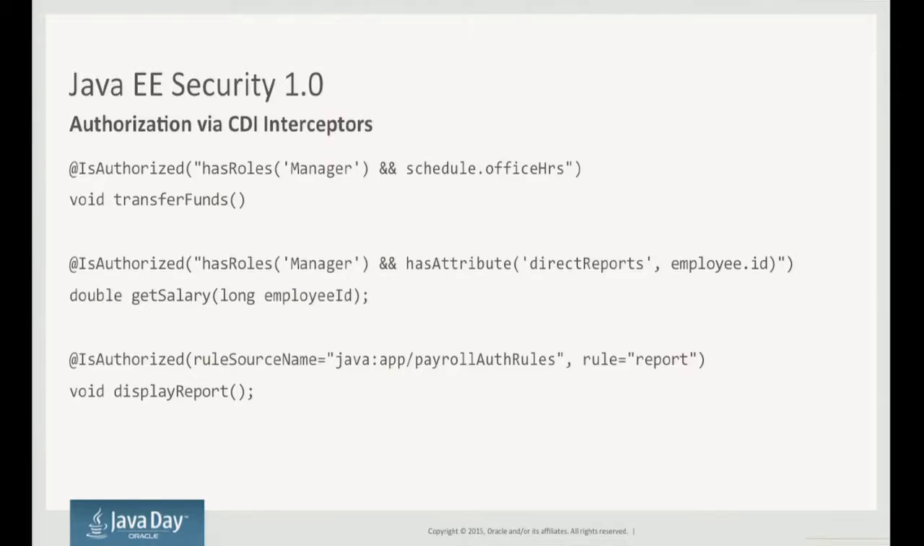And in the third example, I want to access a repository of rules and check that the caller has rights to the report rule. So this is very flexible. It's leveraging CDI, and we're embedding the use of an expression language in these interceptor invocations.